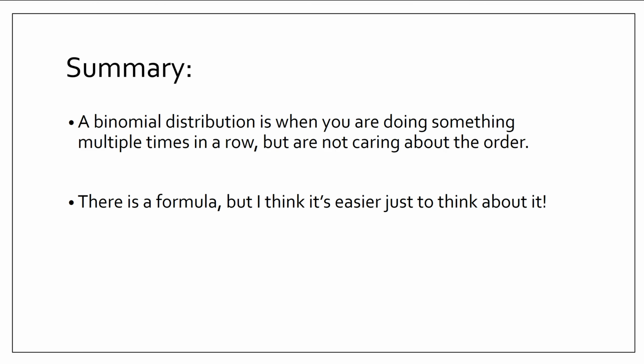A binomial distribution is when you're doing something multiple times in a row, but you're not really caring about what order they happen in. So like I'm flipping 2 tails, wherever, or I'm rolling 3 6's, wherever. There is a formula. I gave that on the last slide, but it's probably easier just to think about it, or at least that's what I do.